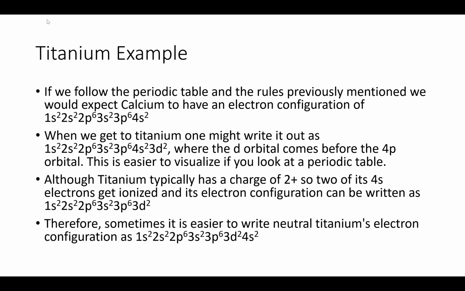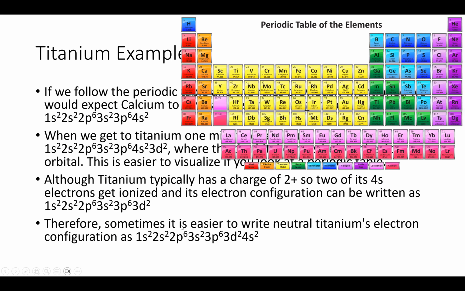And then the next example, titanium. If we follow the periodic table and the rules previously mentioned, we would expect calcium to have an electron configuration of 1s2, 2s2, 2p6, 3s2, 3p6, 4s2. You can see that here. We get the 1s2, 2s2, 3s2, and we fill up all of the 3p. Then we go to 4s2 here.